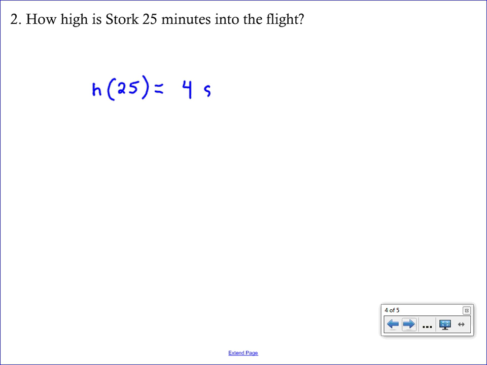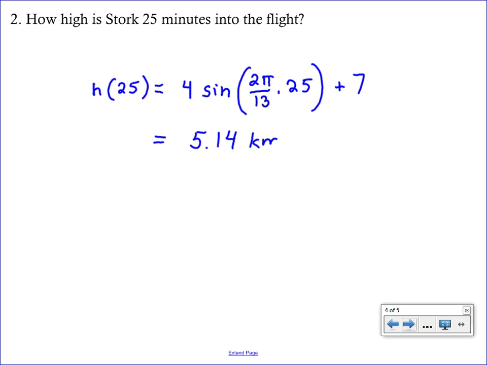So what you need to realize if you're going to put this in your calculator is that you are operating in radians. And all we're doing is replacing the t with a 25. So also keep track of your parentheses. If you plug this in, you will find out that the Stork is approximately 5.14 kilometers when the time is at 25. And again, remember, you have to have your calculator in radian mode.